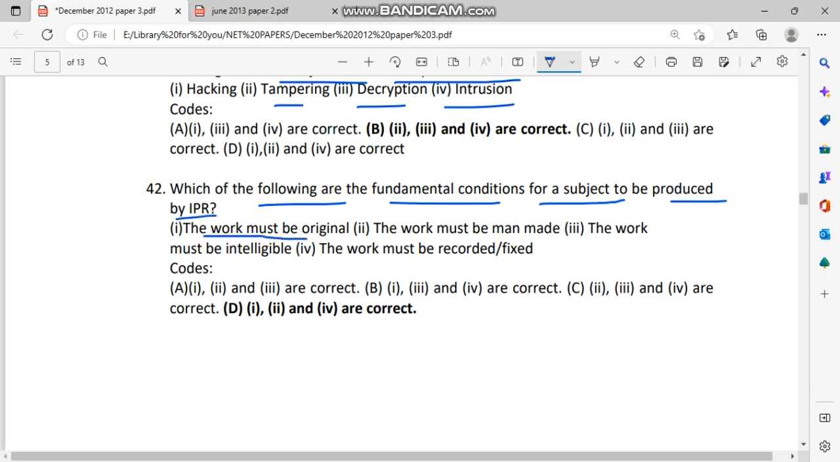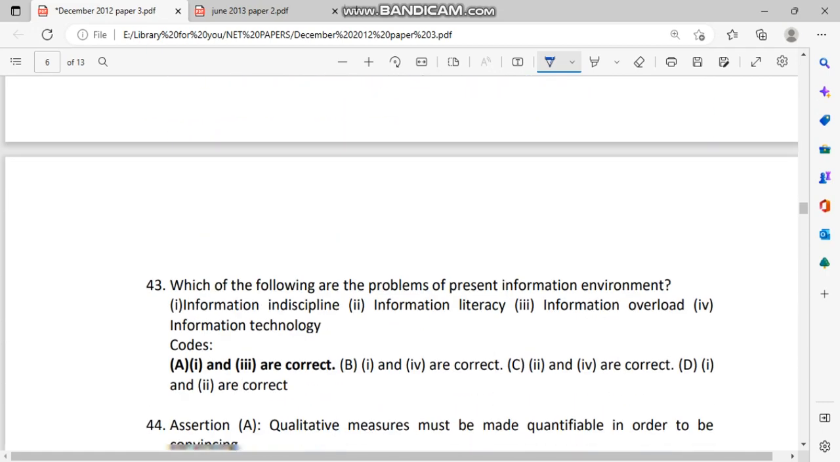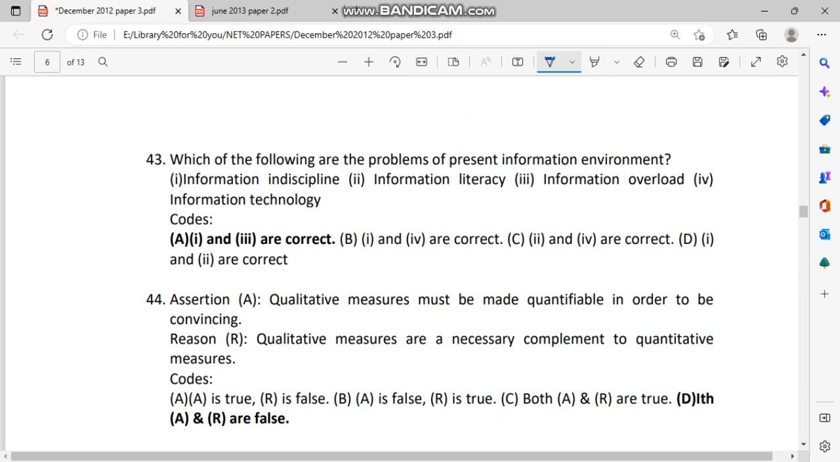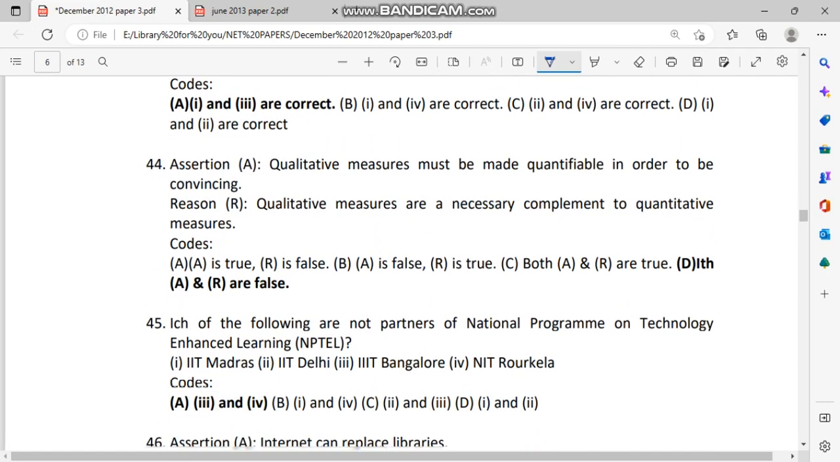Which of the following are the fundamental conditions for a subject to be protected by IPR? That is, the work must be original, the work must be man-made and the work must be recorded and fixed. Which of the following are the problems of present information environment? That is, information indiscipline and information overload.